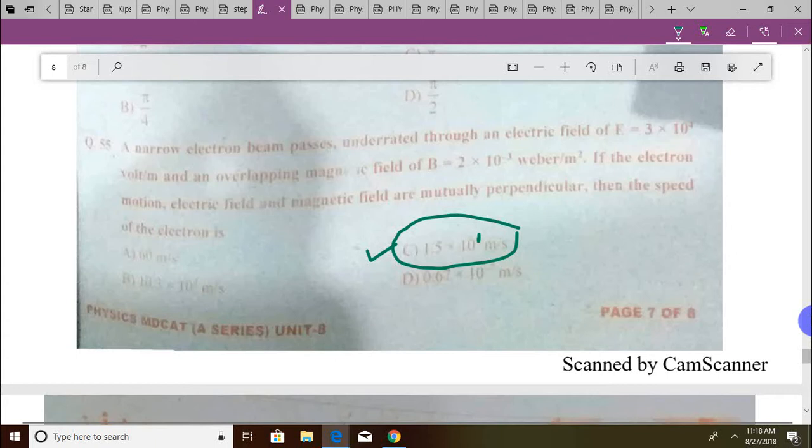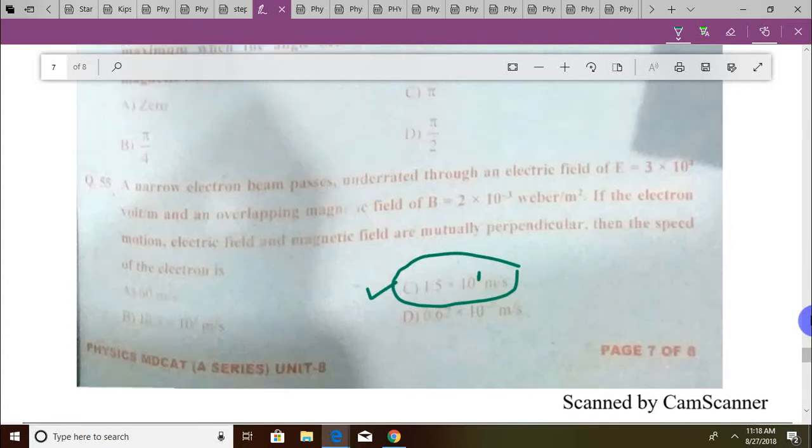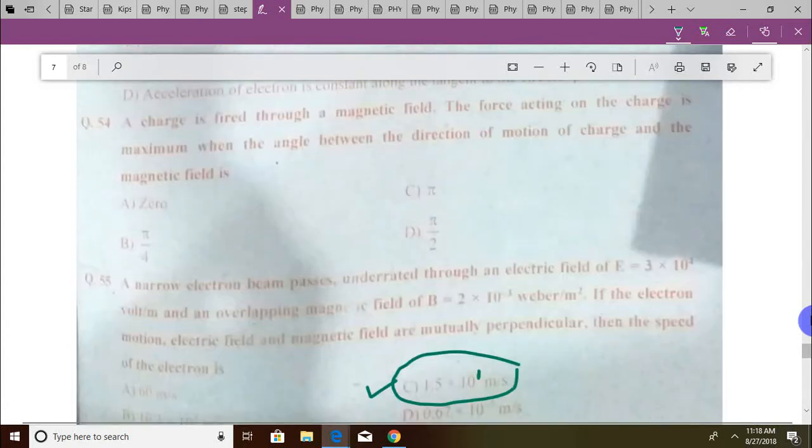Let's move onwards to 54. A charge is fired through a magnetic field, and the force acting on the charge is maximum when the angle between the direction of motion of the charge and the magnetic field is, we know it's 90, and if you convert 90 into radians it comes out as pi over 2. Answer is D.